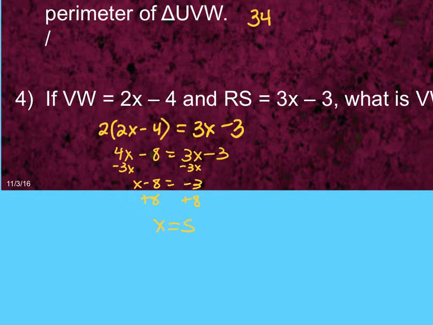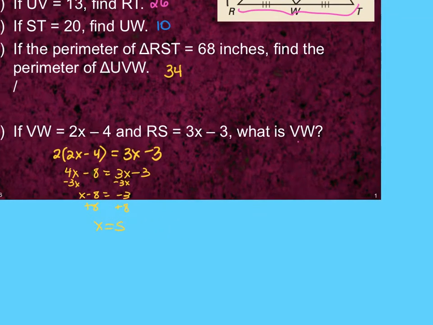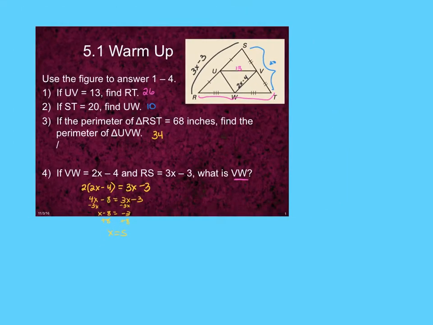Is that what it's asking for? No. Nope, it wants VW. So I got to do what? Good. Take the 5 and plug it back in. 2 times 5 minus 4. Raise your hand if you got all 4 right. No, I got the last one. Good. Okay, but do you know why now? Okay.